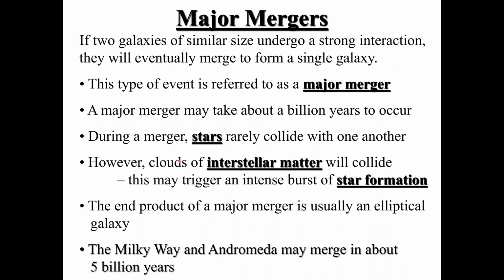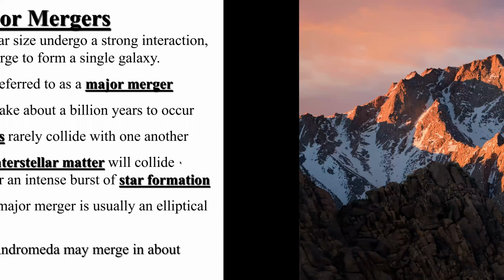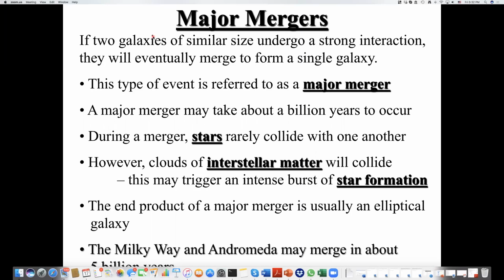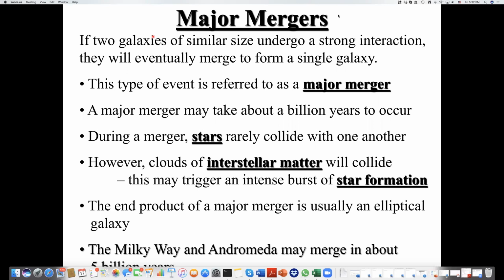Right, so these are some images that show you merging of galaxies, and there are actually different mechanisms of this merging process. There is one called a major merger of galaxies. One example of this type of merger is that the Milky Way and the Andromeda galaxy may merge in about 5 billion years. So after 5 billion years, we will not have two galaxies.